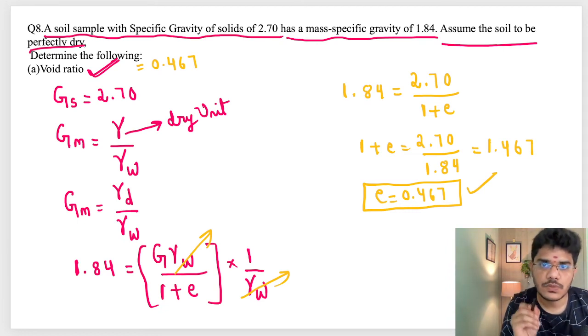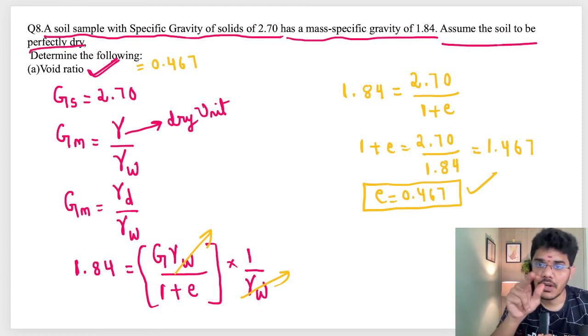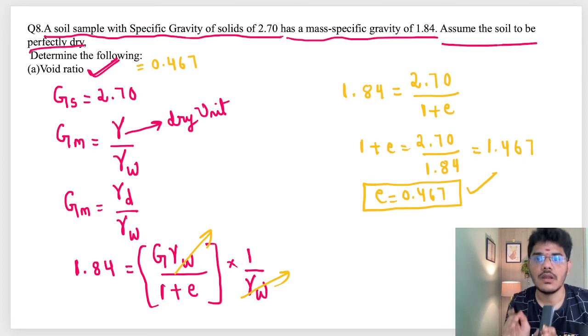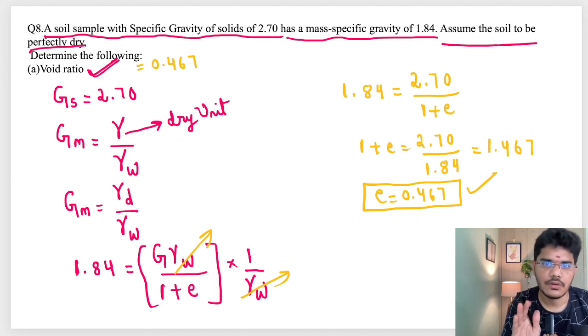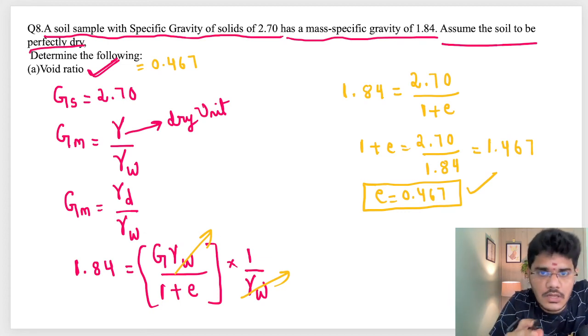Once again I'll explain the question. So he has given specific gravity of solids, and mass specific gravity he has also given. While taking the mass specific gravity, we know that mass specific gravity is equal to unit weight of the soil to the unit weight of the standard liquid. But which unit weight has to be considered? So for that he has mentioned in the problem that take the soil to be perfectly dry. That means the dry unit weight of the soil has to be considered in the problem. So then after that it is clear for you, I think. So this is all about this problem.